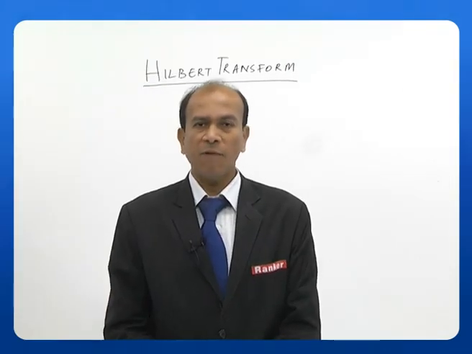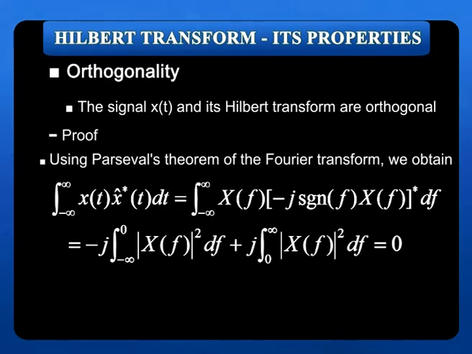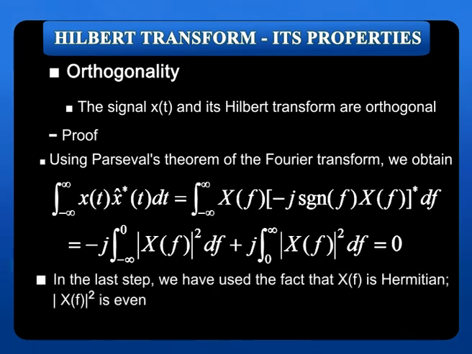Let us see the other property of the Hilbert transform, orthogonality. The signal x(t) and its Hilbert transform are orthogonal. Proof. Let us take Parseval's theorem of the Fourier transform and we get this. So apply Parseval's theorem. As you see here, I am doing the integral from minus infinity to plus infinity of x(t) x̂*(t) dt, then that will be equal to the integral from minus infinity to plus infinity of X(f) (−j sgn(f)) X*(f) df. So that will be equal to 0. Here we have used the fact that X(f) is Hermitian and |X(f)|² is even.